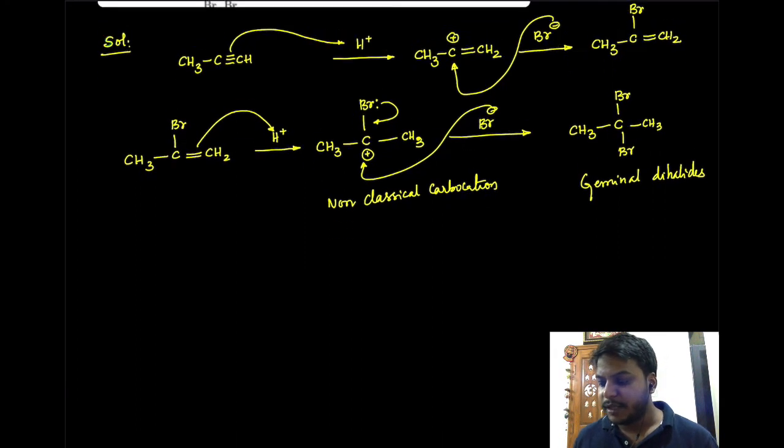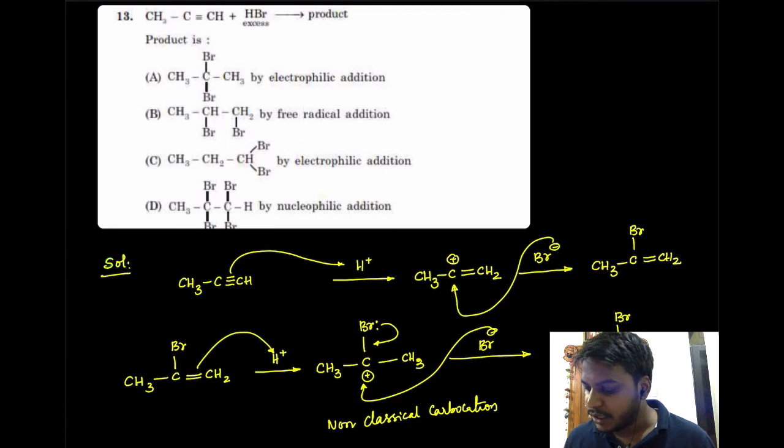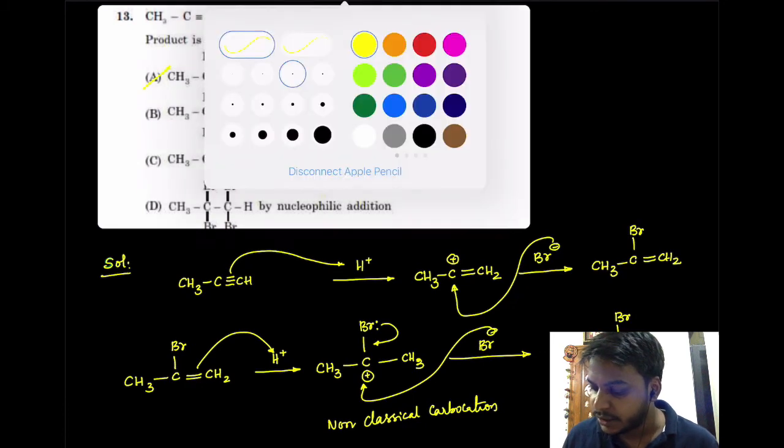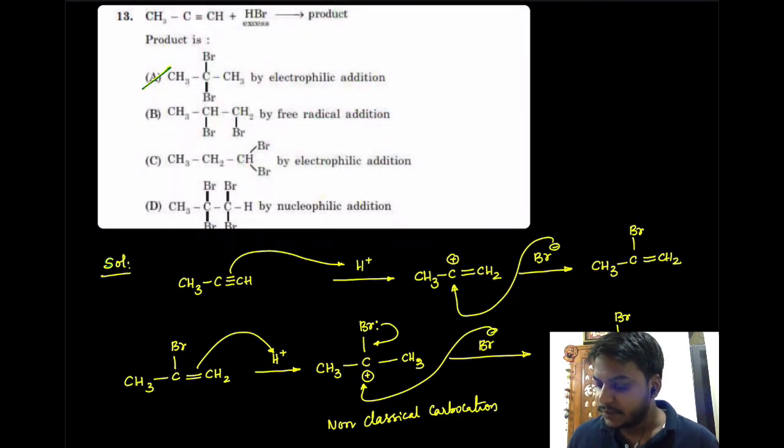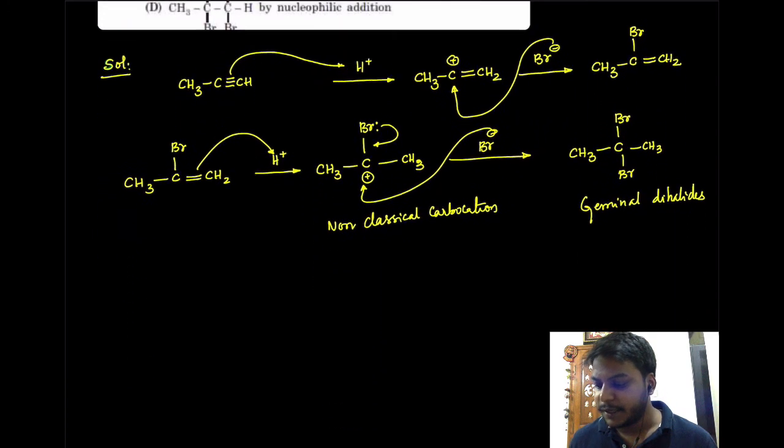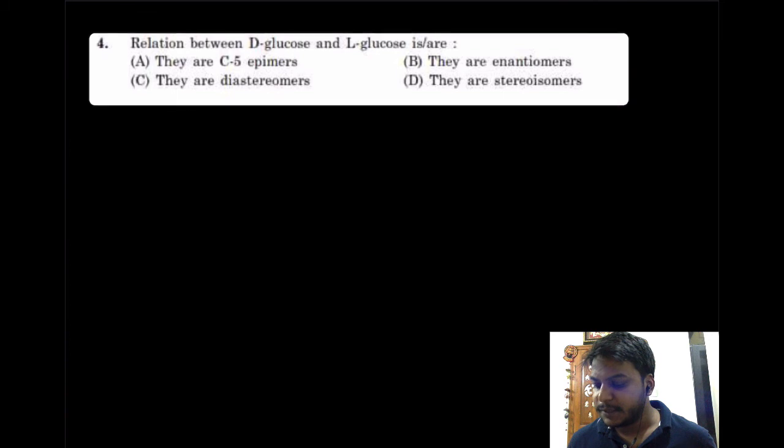So we need to be aware that, so that was a question asked and it is an electrophilic addition. So you can see this is a geminal dibromide which is forming here, okay. So that's the simple question asked.